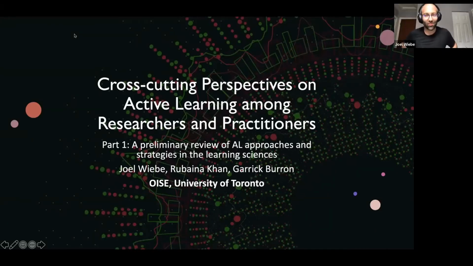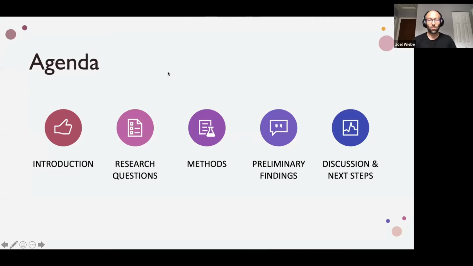Perfect. Can everyone see the slides okay? Looks good. Wonderful. So our presentation is the first in the symposium on cross-cutting perspectives on active learning among researchers and practitioners. Ours is focused on that preliminary review. There'll be 5 different sections to this presentation. We'll give a brief introduction into the topic, discuss some of our research questions, go over the methods, discuss some of the preliminary findings, and then discuss a couple of the main themes and then the next steps.